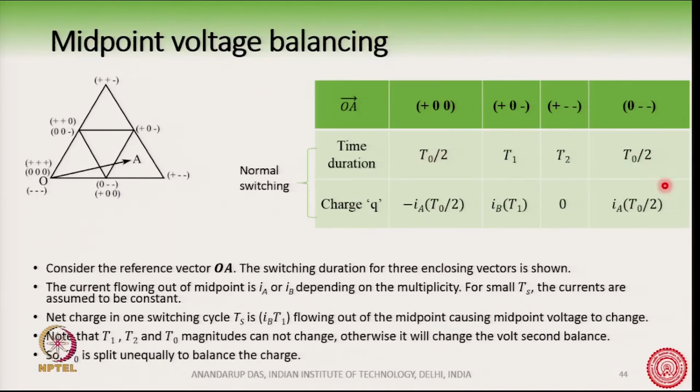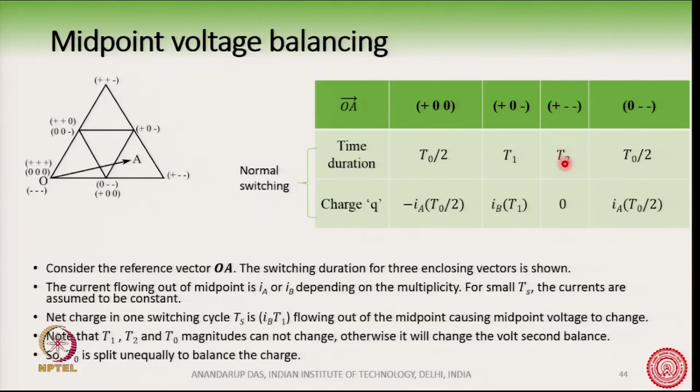Okay. Remember, we cannot violate the volt second balance. Okay. This is very important, because otherwise, see, we are trying to generate the reference vector OA. Suppose I change this vector or this vector here. Okay.